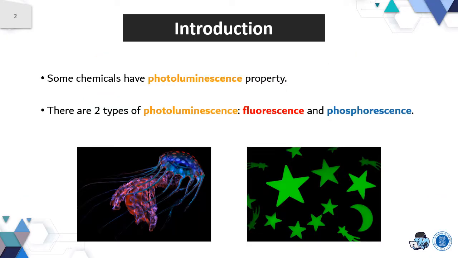Some chemicals have photoluminescence property. What is this photoluminescence? Photoluminescence is the property where a compound or chemical is excited by light or radiation and then re-emits the light or radiation, which can be either in the same or different wavelength. There are two types of this photoluminescence. We call them fluorescence and phosphorescence.